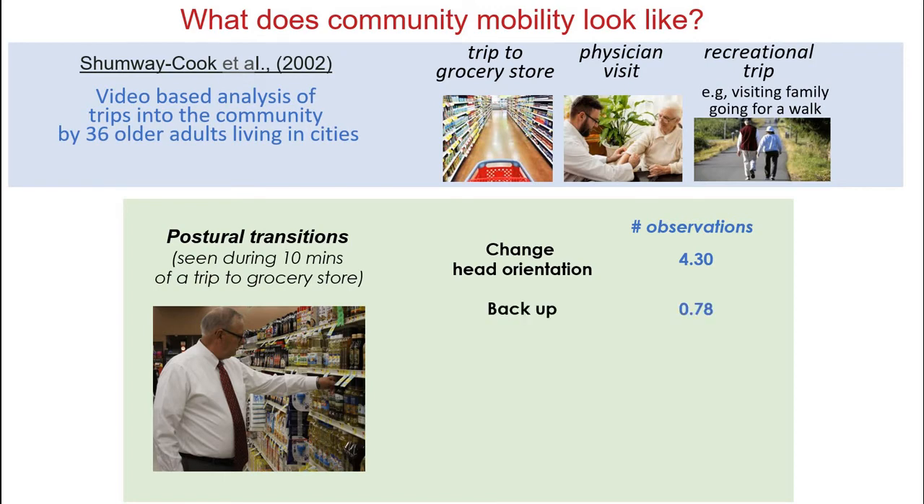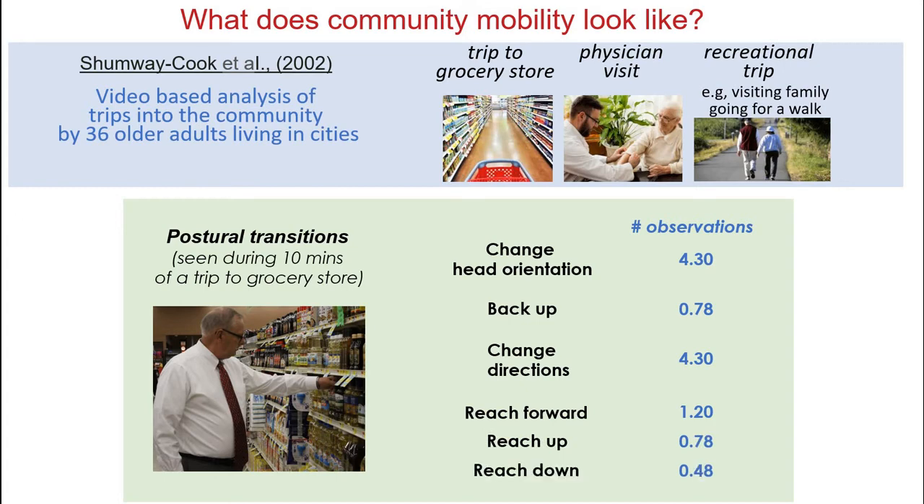0.78 times on average when it was necessary for the participant to back up, 4.3 times on average when a change in facing direction of the body was needed, 1.2 times on average when it was needed for the person to reach forward, 0.7 times on average when it was necessary to perform an upward reach, and 0.48 times on average when it was necessary to perform a reach down.